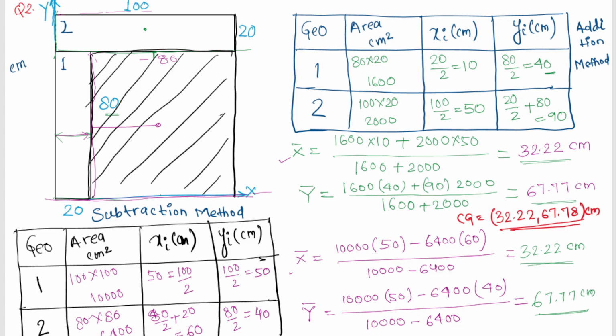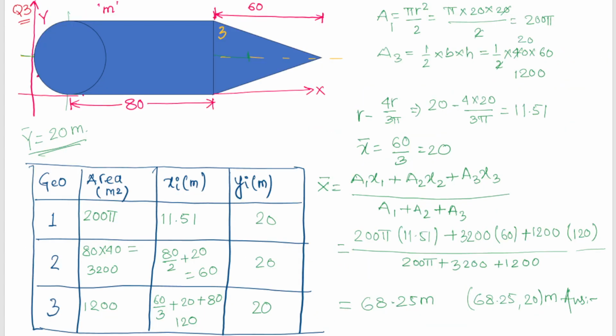And if your geometry has an axis of symmetry, you need not find the location of the centroid in that particular direction. You can find it by using the concept of the axis of symmetry. So this was the answer. Verify for yourself whether this answer is the same or not.